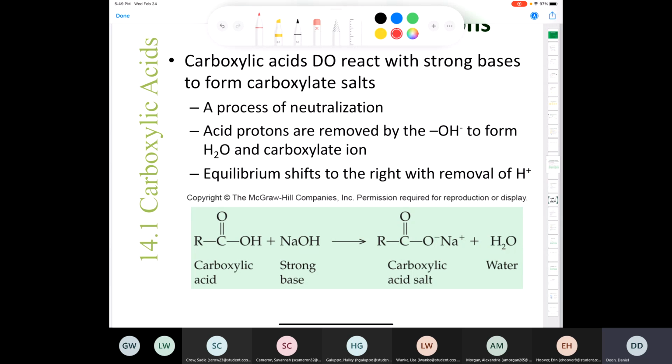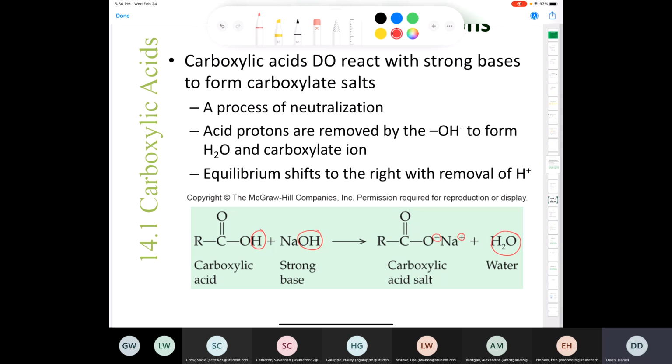So watch carefully. Here's my carboxylic acid. It's going to donate its proton, right? I told you in the last slide that an acid is a proton donor. Who's going to accept that proton? The hydroxide, which is the base. They're going to join together to form water. What are you going to be left over with? You're left over with the carboxylate and the sodium cation. So we call that a carboxylate salt or a carboxylic acid salt.